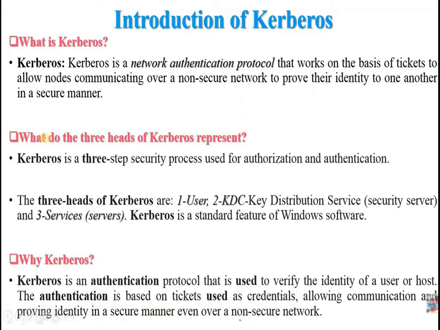Okay, next. So what do the three heads of the Kerberos represent? As I said, the three-headed dog picture means there are three steps, or security processes, in the authorization and authentication. These three steps we are using for authorization and authentication. So the three heads indicate one is the user, another one is the KDC, that is the key distribution center, and the third one is the service server.